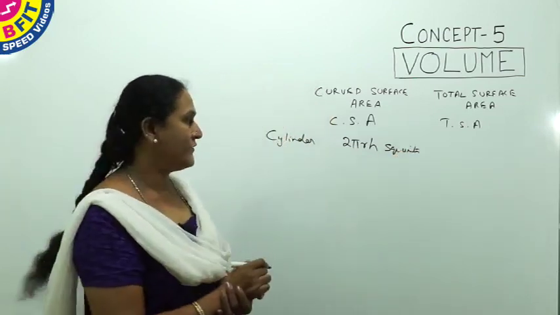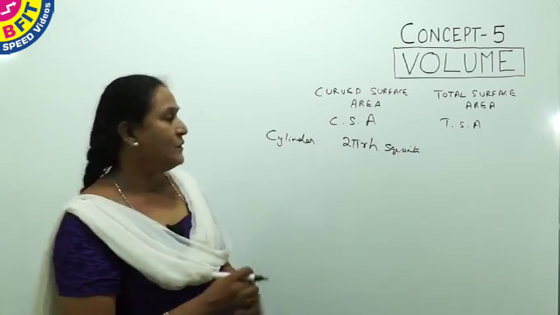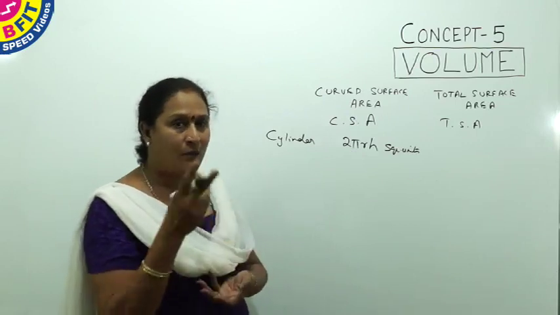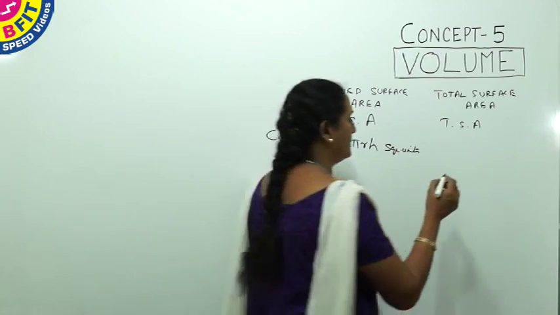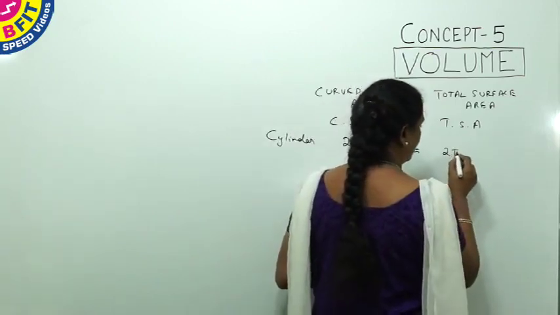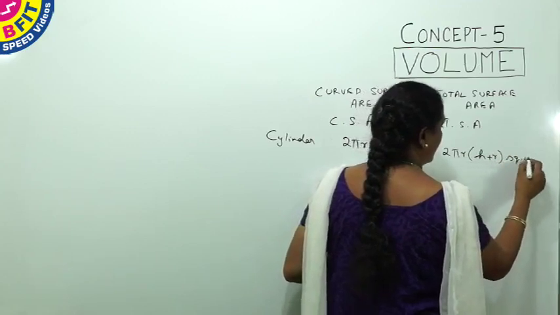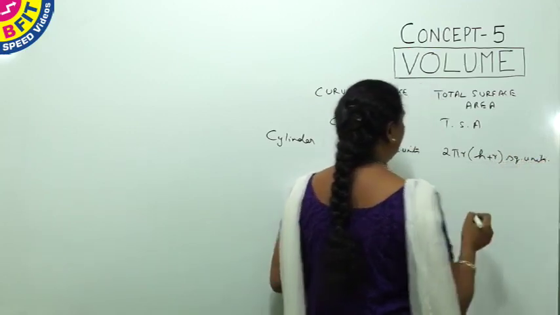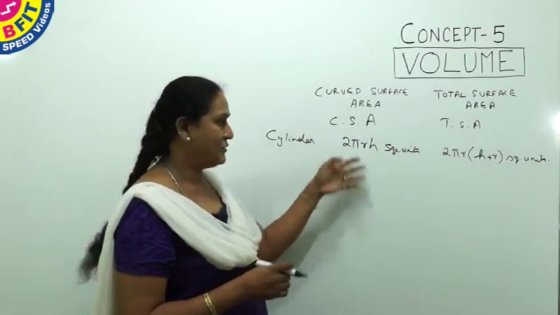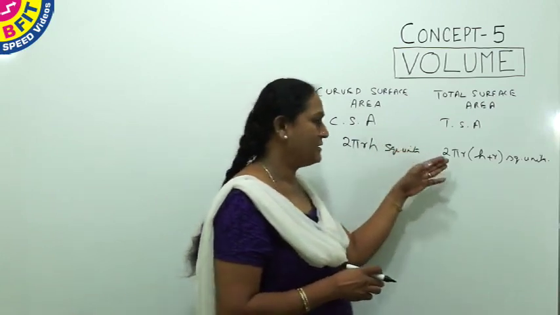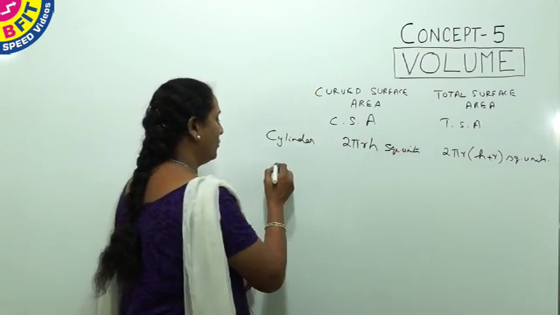And what is total surface area? It includes both the top and the bottom. So pi r square twice is added, and simplifying we get total surface area as 2 pi r into h plus r square units. So for a cylinder, curved surface area is 2 pi r h and total surface area is 2 pi r into h plus r. Now we will see for a cone.